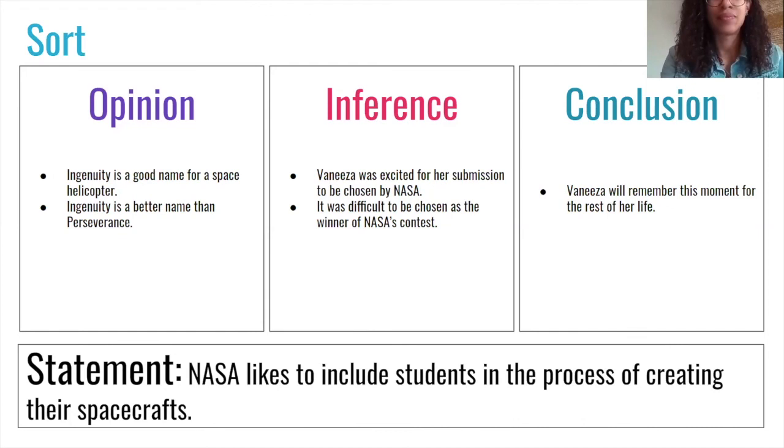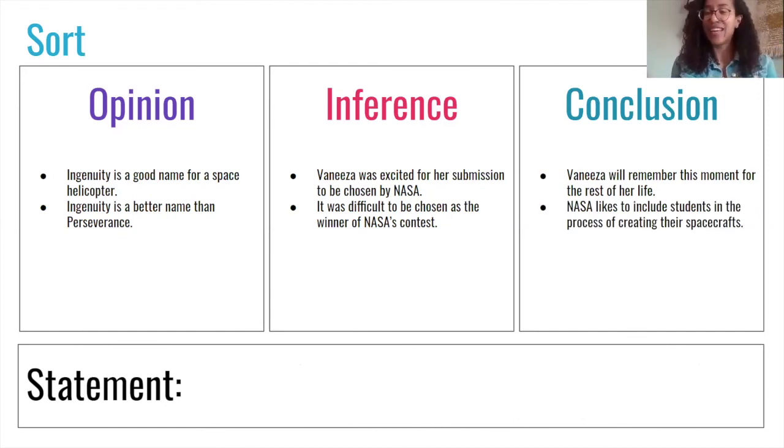It belongs under conclusion. There are a couple different instances in the text that I could use to support this idea. One, Veneza was able to name the first Mars helicopter, and they mentioned that another student was able to name the rover that takes the helicopter to Mars. So since I have multiple inferences that I can use to support this, I'm going to go ahead and put it in conclusion.